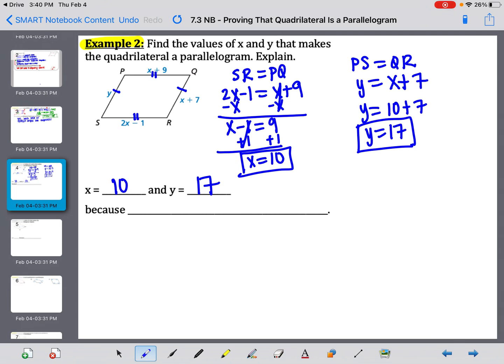And now I need to just think through my explanation. And this is exactly how I set up my equations in the beginning. I knew that my opposite sides were congruent, so I could set those equal to each other. So my reason is because opposite sides are congruent. So those values for x and y will make my opposite sides congruent, which makes this quadrilateral a parallelogram.